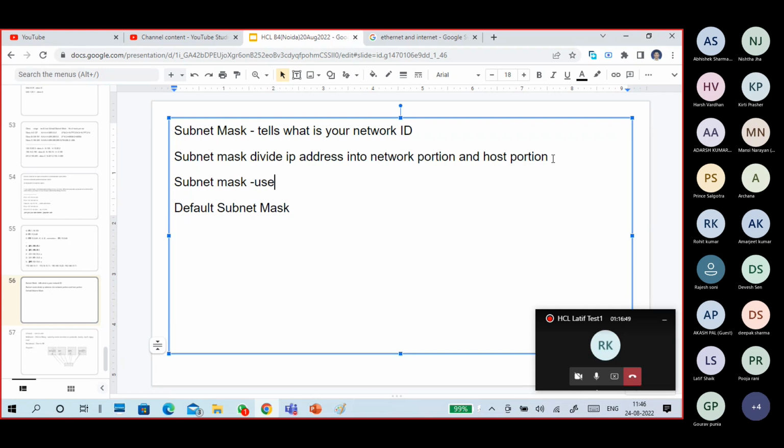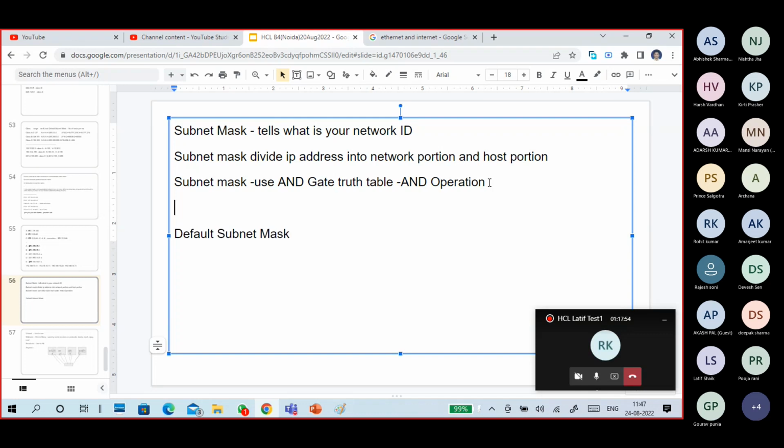Subnet mask uses an AND gate truth table. So this is called an AND operation. It is a logical operation. Sorry, not NAND. AND operation only. It does an AND operation, not a NAND operation. NAND is the opposite of AND, right? So then it is reversed. Sorry, AND operation. Okay, that is more than enough.